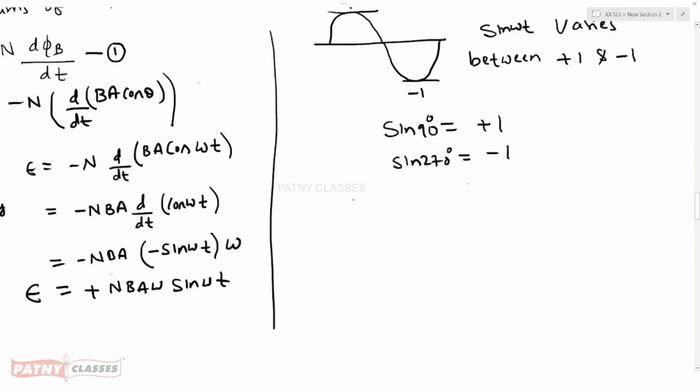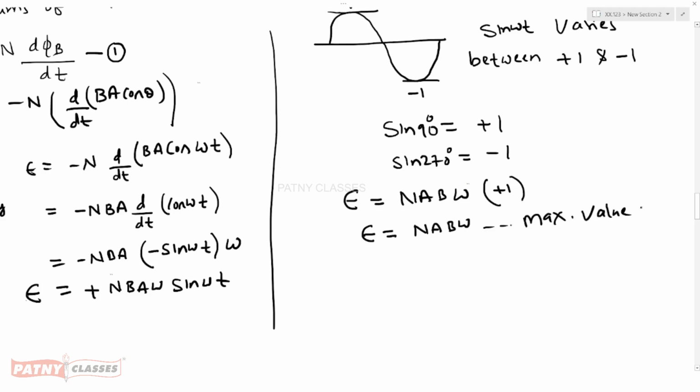Now actually it is epsilon, I say it as E, but it is actually epsilon. So epsilon or E equals n, A, B and omega. In place of sine 90 you can write plus 1. So this gives the maximum value of EMF. So EMF equals nABomega, and this is the maximum value of induced EMF.